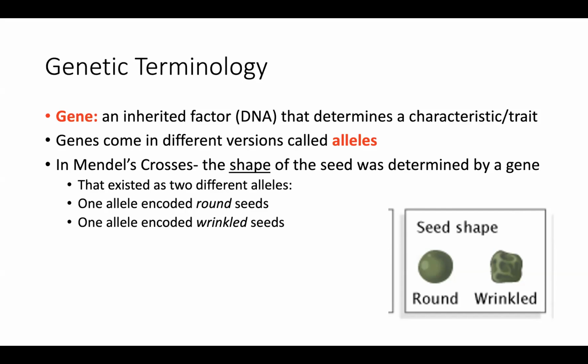And so in one of the crosses, he wanted to examine the outcome of the seed in terms of its shape, okay? So the shape of the seed is a trait. The shape of the seed is a trait that is determined by a gene, just like your hair color is a trait. Your eye color is a trait that is determined by a gene in your body. So Mendel performed these crosses, and the shape of that seed is determined by genes.